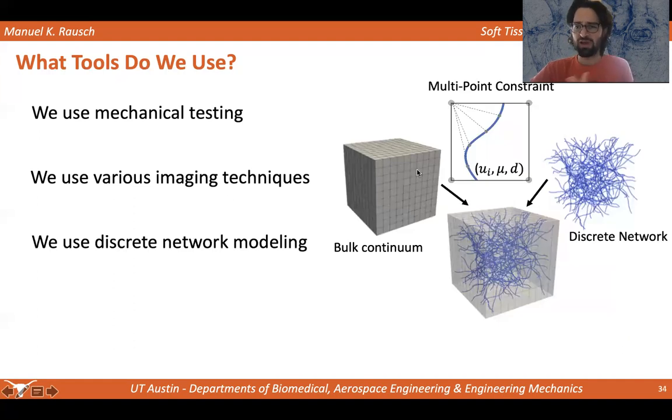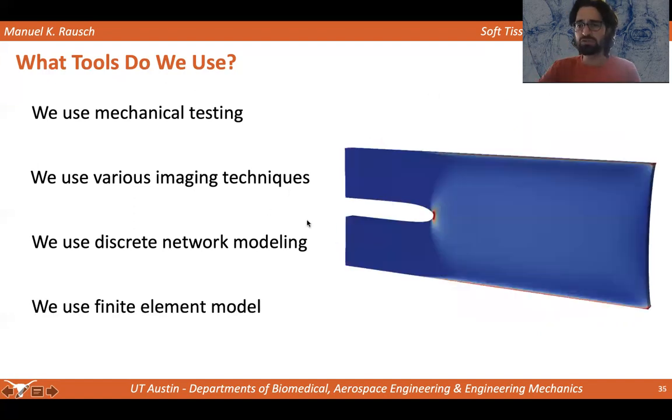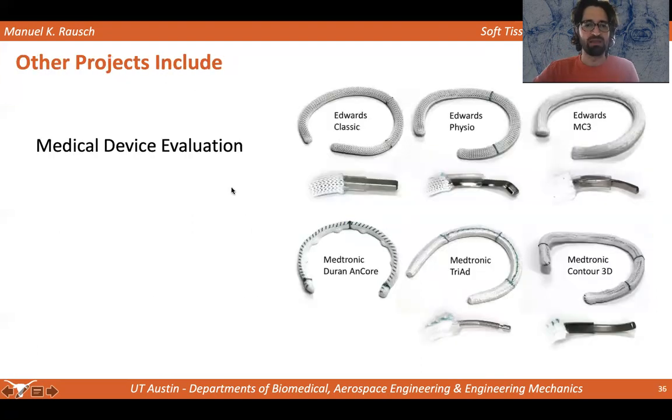To capture this fibrous nature, we do something called discrete network modeling. You see here, this is a computer model of the discrete network. We can couple that to a standard finite element model to understand how these interact. And we do standard finite element models. So you see a finite element model of this mode 1 fracture experiment that you've just seen.